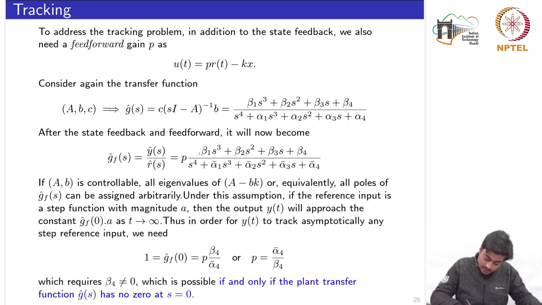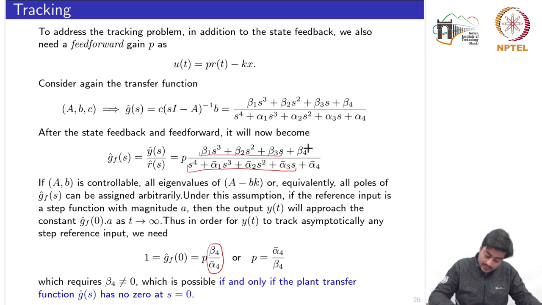Now as all these numerator and denominator parts go to 0, the remaining part is beta 4 by alpha 4 bar, and we want this G hat F of 0 to be equal to 1; in that case only we would have y hat equal to r hat in the steady state. So on the right hand side we would have P times the ratio of beta 4 by alpha 4 bar. So if we substitute P as the inverse of this factor, which requires that beta 4 should not be equal to 0, the tracking would be possible if and only if the plant transfer function G hat s has no zero at s equal to 0.